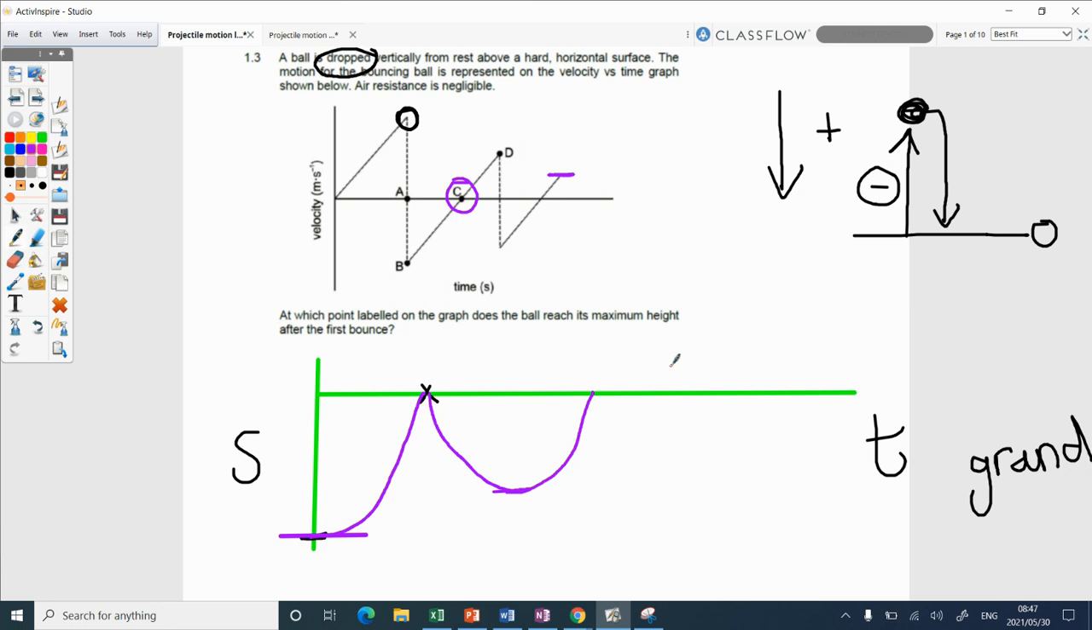So here's where it hits the ground the second time, and that's where it hits the ground the second time. Again, this line is going up. Can you see this is smiling? This line is going up, smiling. So we know we've done it right. Just a way to check.